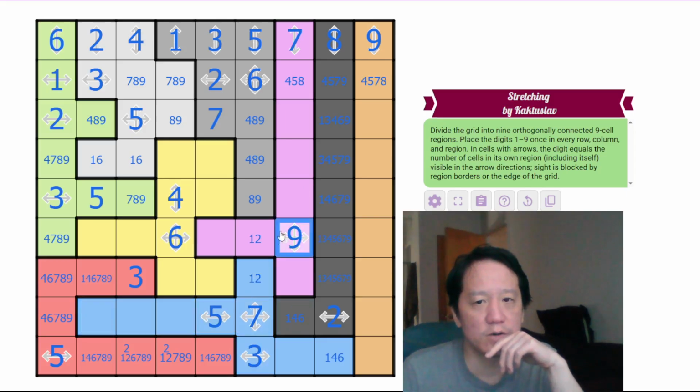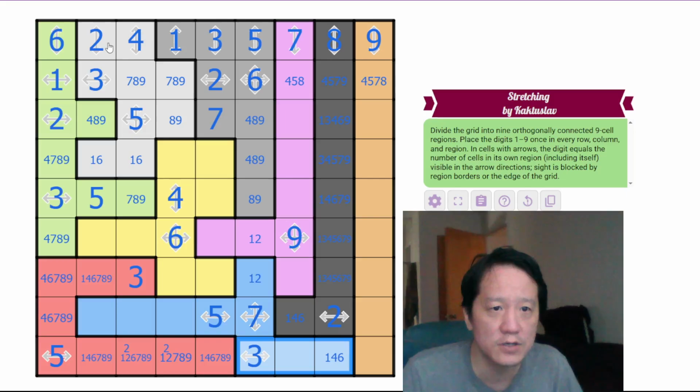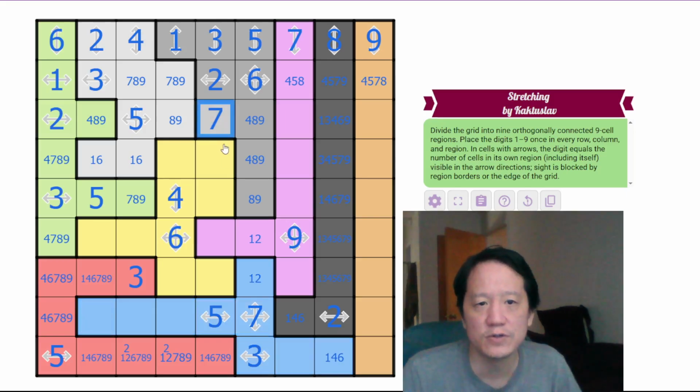Okay, so all these arrows are done. Let's just double check. This sees 6 cells here. 1, 2, 3. This sees 5 cells here, 3 cells here, 2 cells here, 3, 4, 5. 1, 3, 5, 2, 6. This is 7, 8, 2, 9. And this is 9. 6 cells here. 4 cells here. 5 cells here. 7 here. And 3 that way. So all the arrows are done.